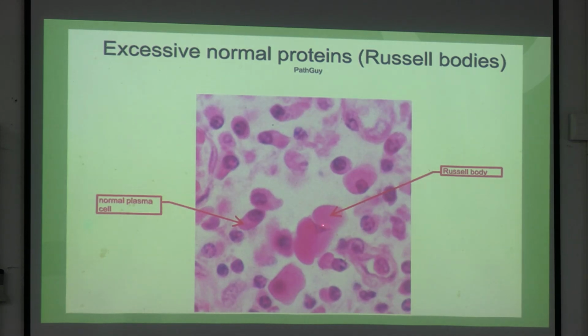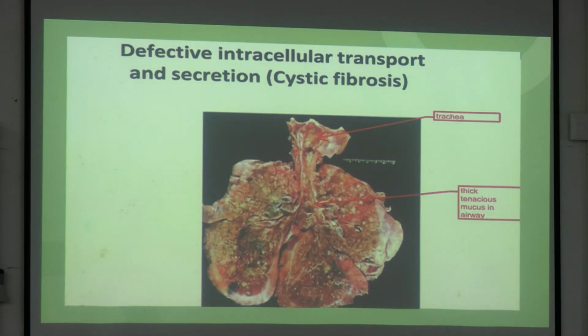দেখতে পারলি রাসেল বডি? এবার দেখ সিস্টিক ফাইব্রোসিস, thick tenacious mucin. Okay, clogged mucin in the tracheobronchial tree. Lungs, trachea, chief bronchus, আর এখানে bronchus, মিউকাস গুলো আটকে আছে.